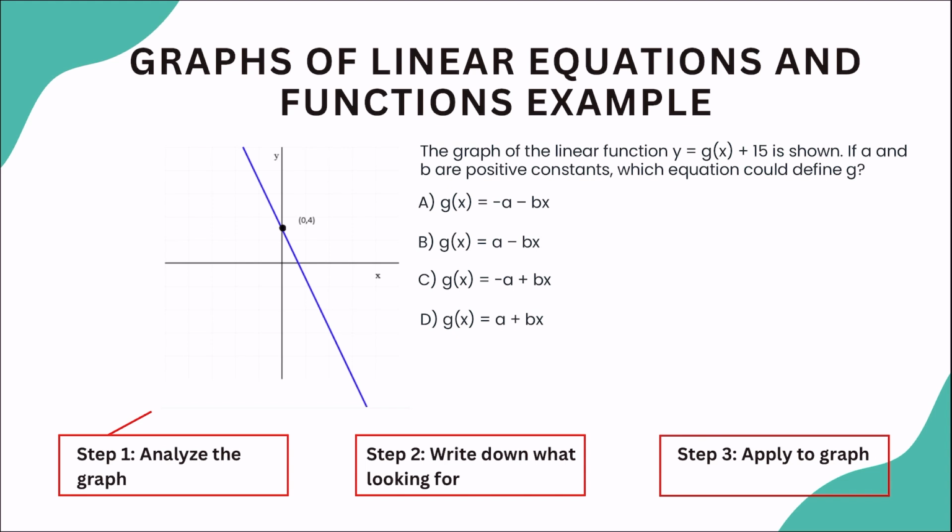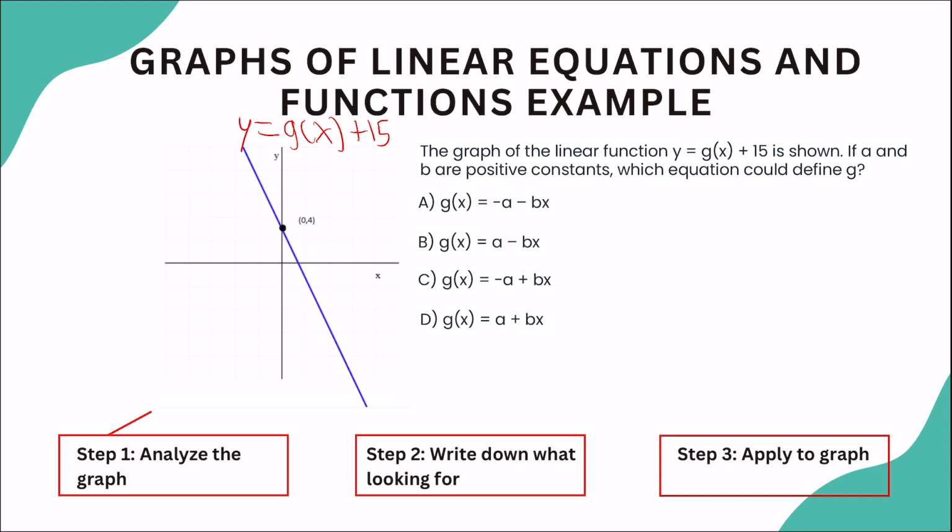So let's look at this practice problem. It says the graph of linear function y equals g of x plus 15 is shown. If a and b are positive constants, which equation could define g? Well, I'm looking over here at this graph, and it's telling me that this graph is of the linear equation y equals g of x plus 15.